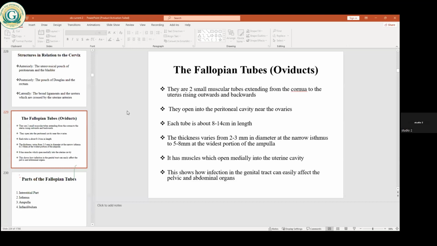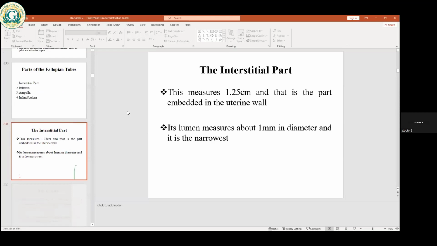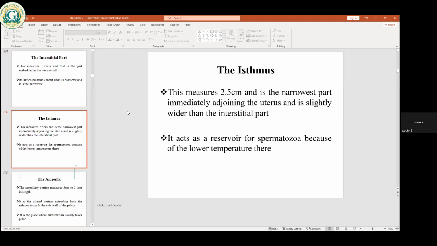These are the parts of the fallopian tube. Take note of them: interstitial part, isthmus, ampulla, and infundibulum. That is how it's arranged. Let's take them one by one. The interstitial part measures 1.25, and that is the part embedded in the uterine wall. Its lumen measures about just 1 millimeter in diameter, and is the narrowest part of the tube. And then we have the isthmus, measuring 2.5. It is the narrow part immediately adjoining the uterus, and is slightly wider than the interstitial part.